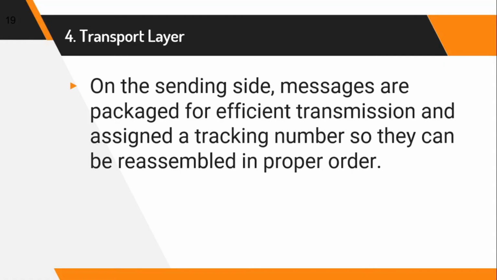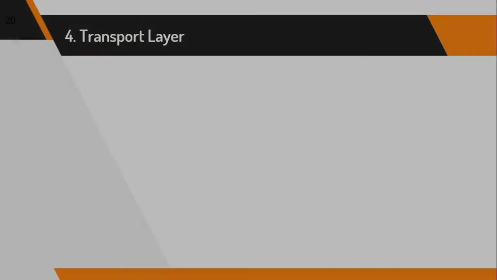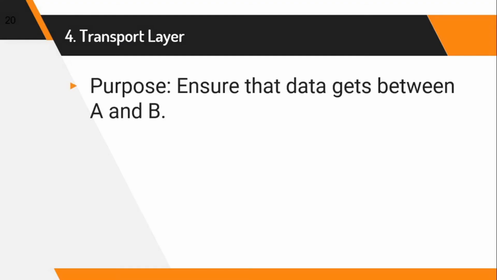Transport layer. On the sending side, messages are packaged for efficient transmission and assigned a tracking number so they can be reassembled in proper order. On the receiving side, the packets are reassembled, checked for errors, and acknowledged. It performs error handling in that it ensures all data is received in the proper sequence and without errors. If there are errors, the data is retransmitted. So the purpose is to ensure that data gets between A and B.